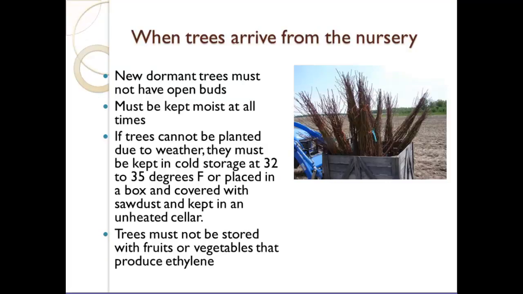They should arrive dormant when the buds are not open. You need to make sure that you keep them moist at all times. So they need to be someplace where they're kept cool and moist. And if you cannot get them planted immediately, they need to be kept near freezing temperatures and covered with sawdust in an unheated cellar or someplace like that, so that they can be kept really cool and the sawdust kept moist. Avoid storing anything with fruits or vegetables that produce ethylene, because that will bring them out of dormancy all the more quickly. So they need to be somewhat isolated from other plant material like fruits or vegetables.